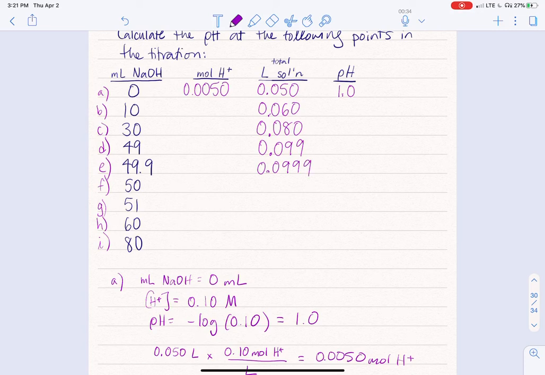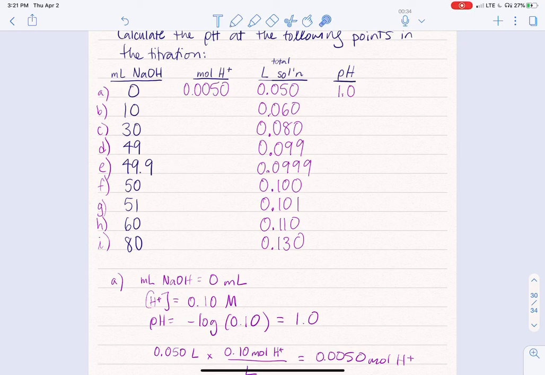50 plus 50, of course, is 100 milliliters, or 0.1 liters. 50 plus 51 is 101 milliliters. 50 plus 60 is 110 milliliters, and 50 plus 80 is 130 milliliters, or 0.13 liters. Those total volumes will make it easy to calculate the pH values down the line.